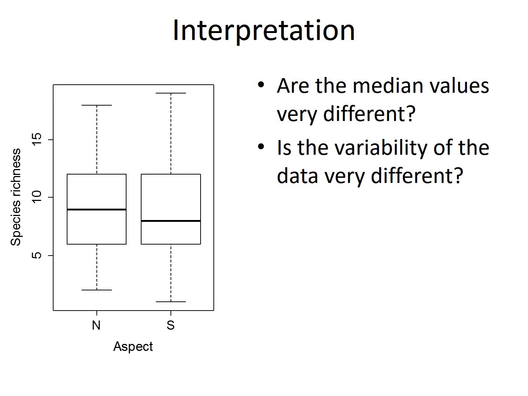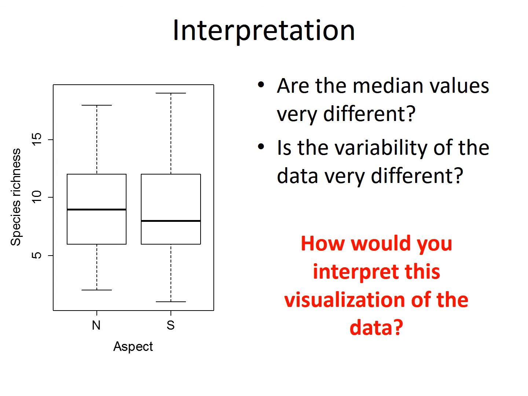Let's go back to the north and the south data. What do we see? Well, would you say that the median values here are very different? Would you say that the variability of the data is very different between north and south aspect? And I think the basic answer here would be no. We wouldn't say it's very different, and therefore we wouldn't say there is a real difference between the north and south aspect in terms of species richness.